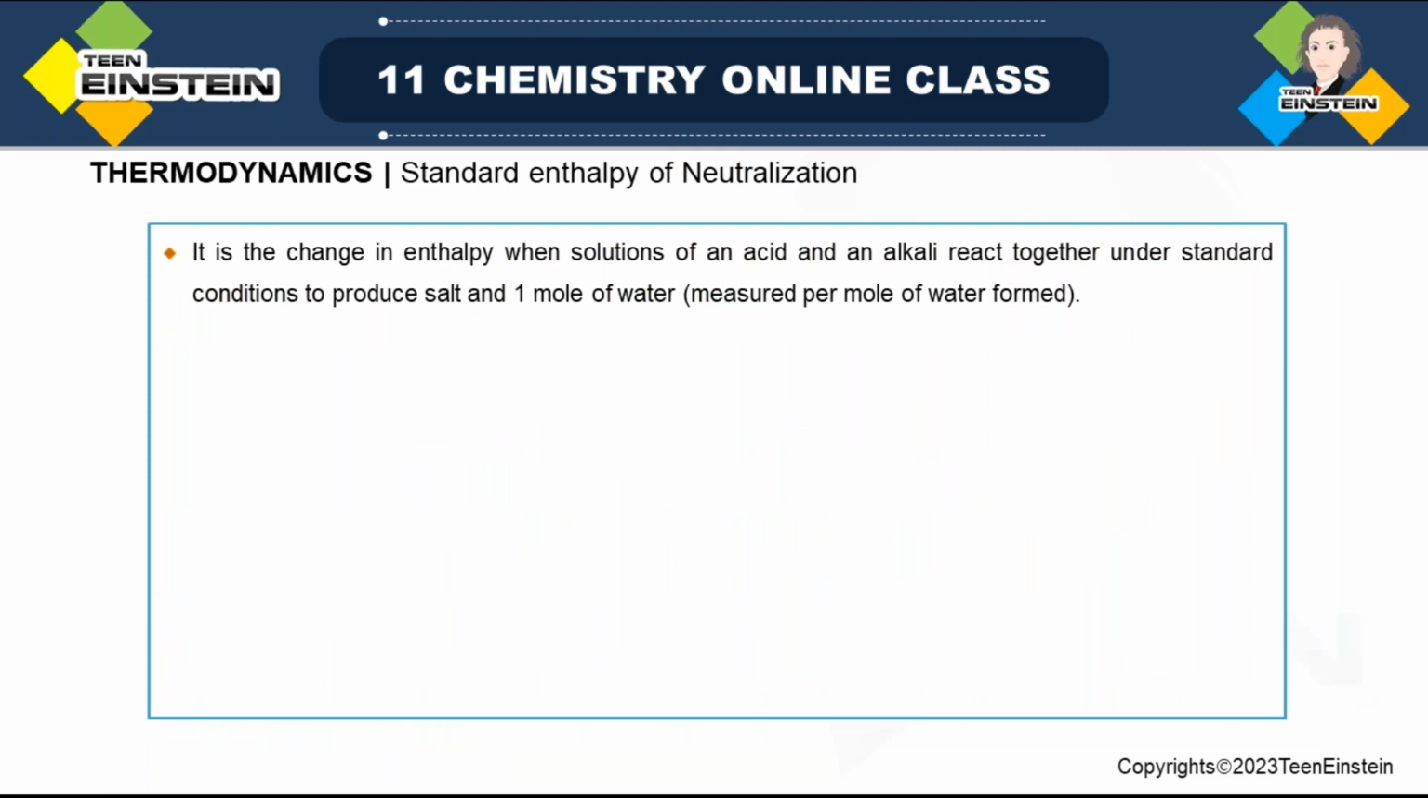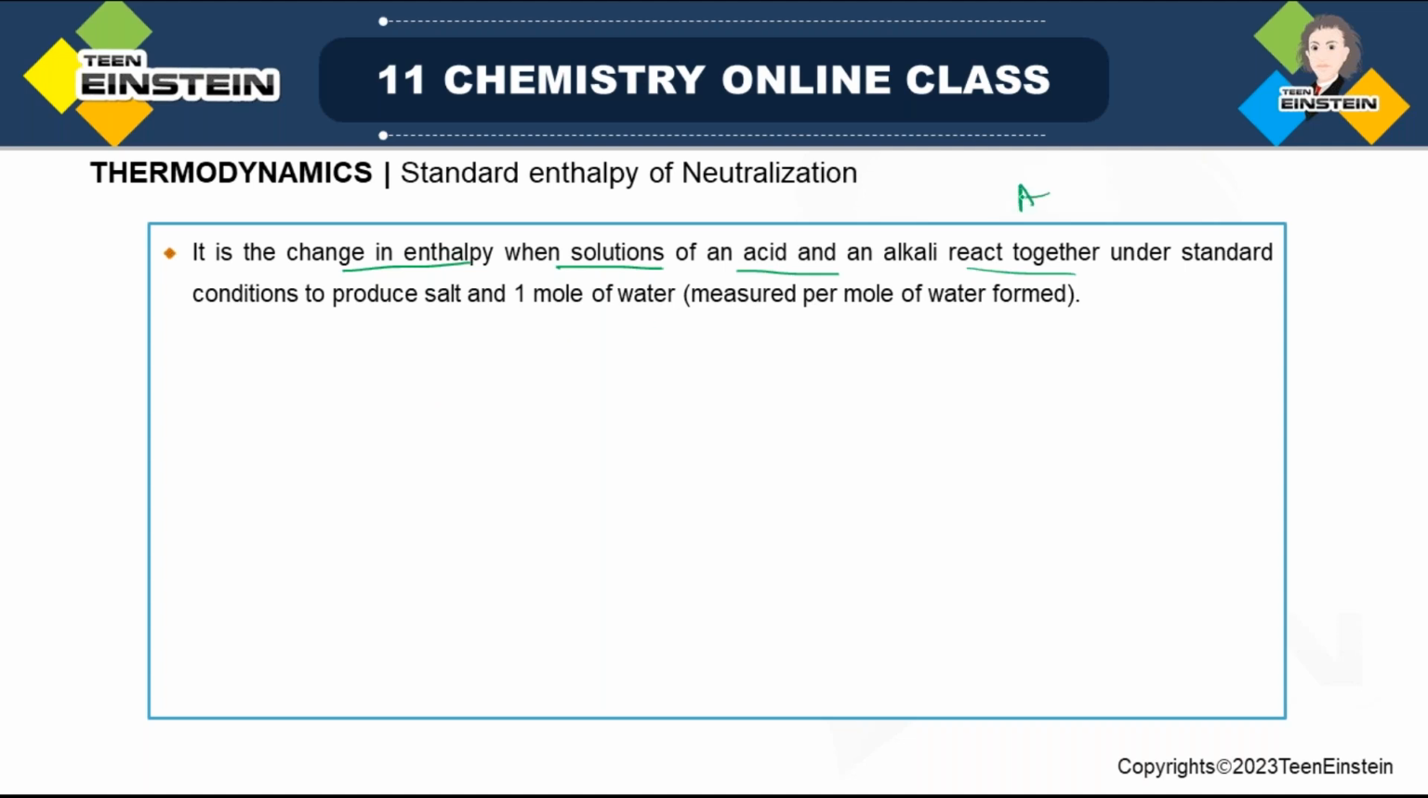Another type of standard enthalpy we have to know is the standard enthalpy of neutralization. Now as I am saying neutralization, obviously we have to consider some neutralization process. Neutralization process means we have to add acid and base together, but not just any arbitrary quantity. There must be some specific quantity. So it is the change in enthalpy when solutions of an acid and an alkali react together under standard condition to produce salt and 1 mole of water.